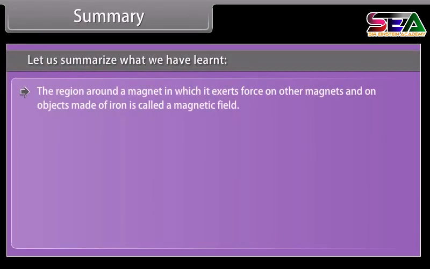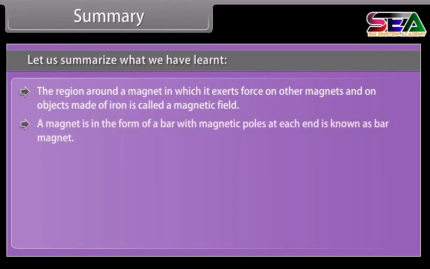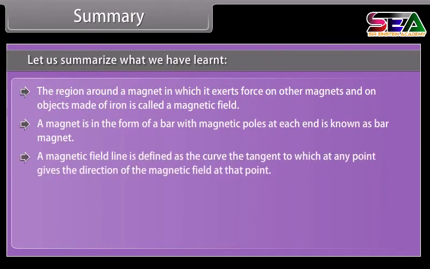The region around a magnet in which it exerts force on other magnets and on objects made of iron is called a magnetic field. A magnet in the form of a bar with magnetic poles at each end is known as a bar magnet. A magnetic field line is defined as the curve, the tangent to which at any point gives the direction of the magnetic field at that point.